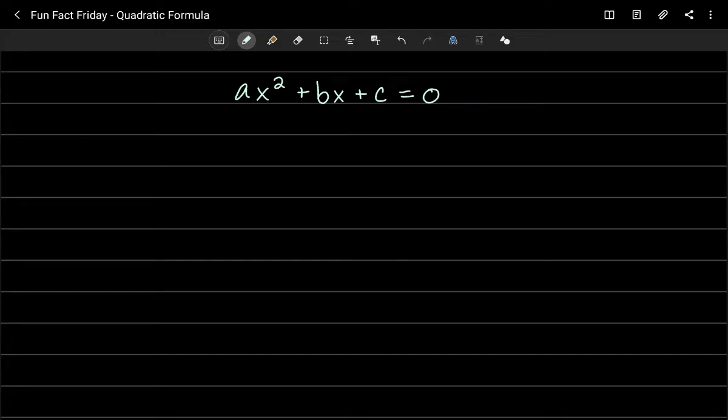All right, so this is going to be our Fun Fact Friday for the Friday before the hurricane break because I forgot to do one.